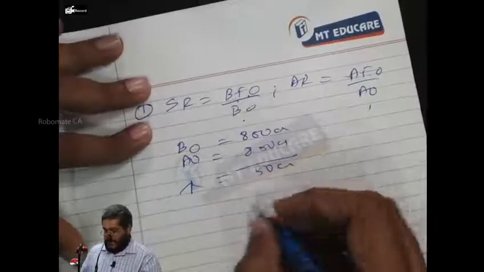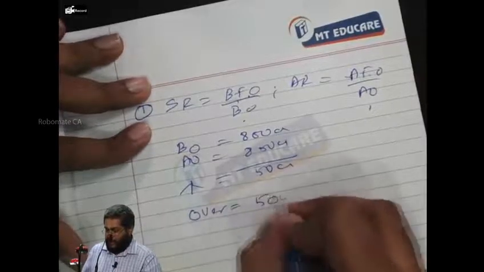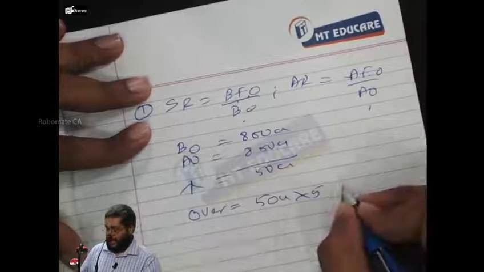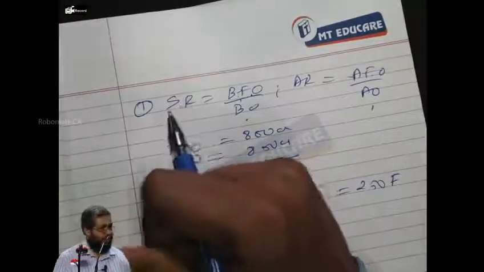In that case, the increase of 50 units leads to an over absorption of, for every unit, how much do I charge? 5 rupees. It absorbs how much here? 250 is going to be what? Favorable volume variance. Point number 2. Are you following or not?